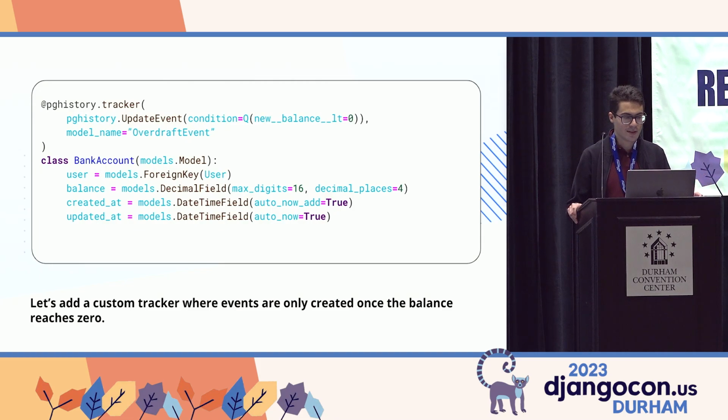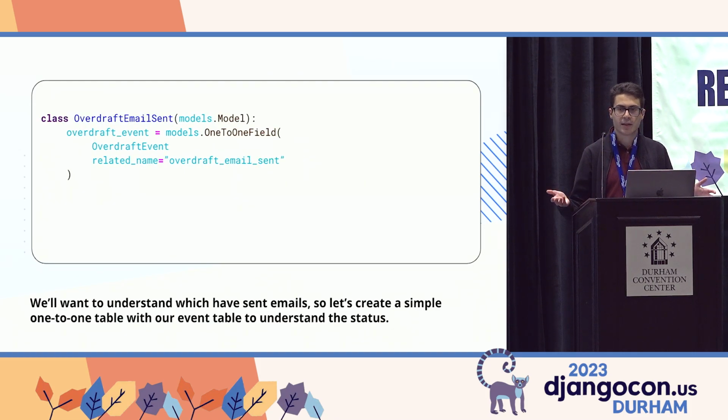So what we can do is just add in a history tracker, and we can have an update event on the condition that the balance is less than 0, right? And we'll store this in a table called overdraft event, okay? So every single time any account goes below 0, this is what will happen. And let's say we want to understand the state of whether an email was sent out. We'll have a simple table that is one-to-one with an overdraft event. Basically, if this exists, it means the email was sent out.